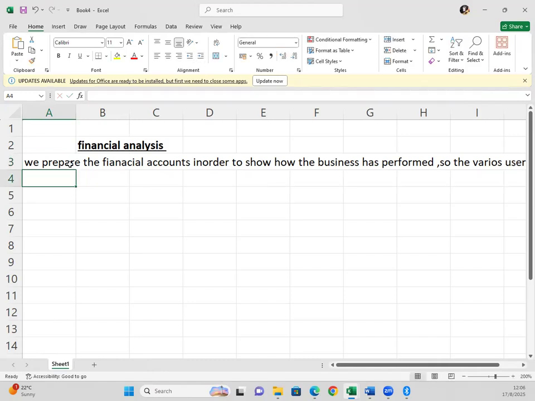So we prepare the income statement and the statement of financial position. Number one, the shareholders. The shareholders of a company invest their money in the company, but the shareholder does not run the company. Of course, it's possible in private entities, but the shareholder can also run the company.